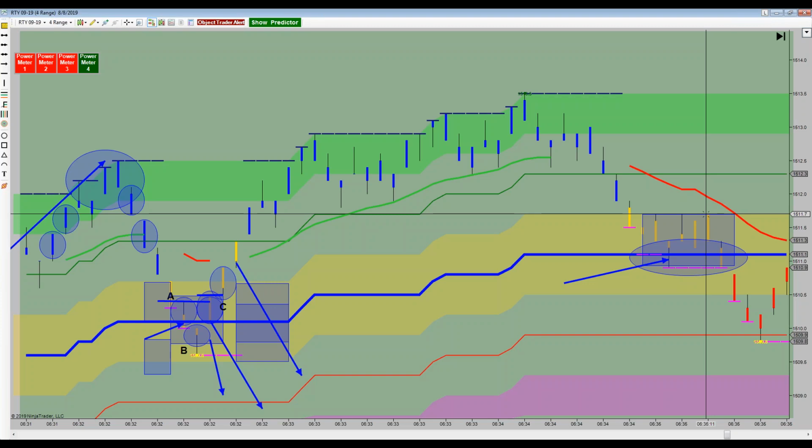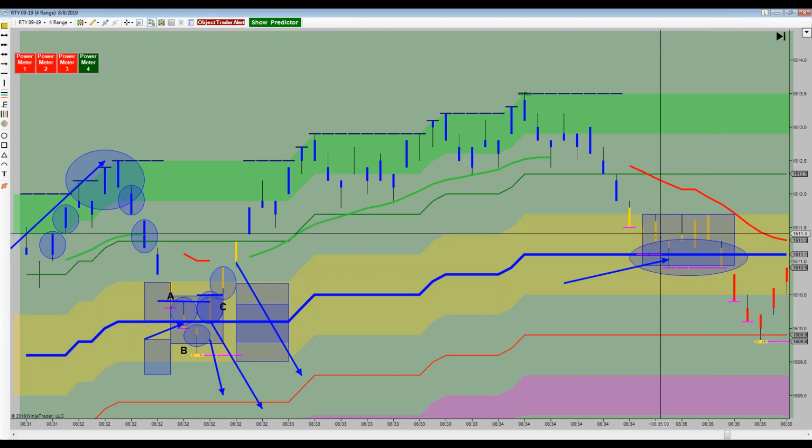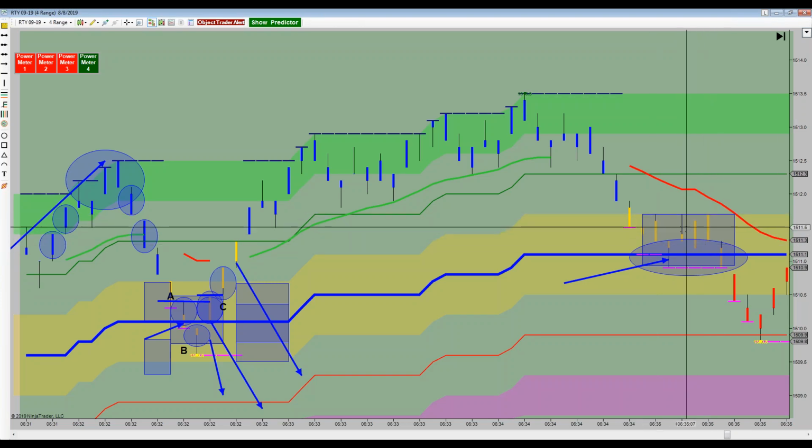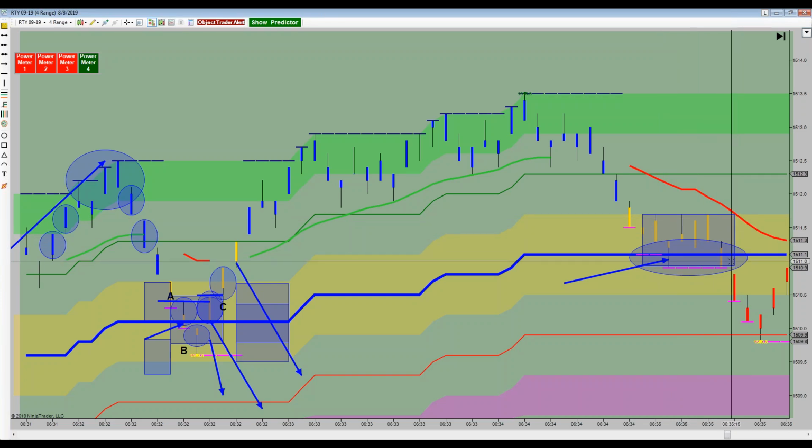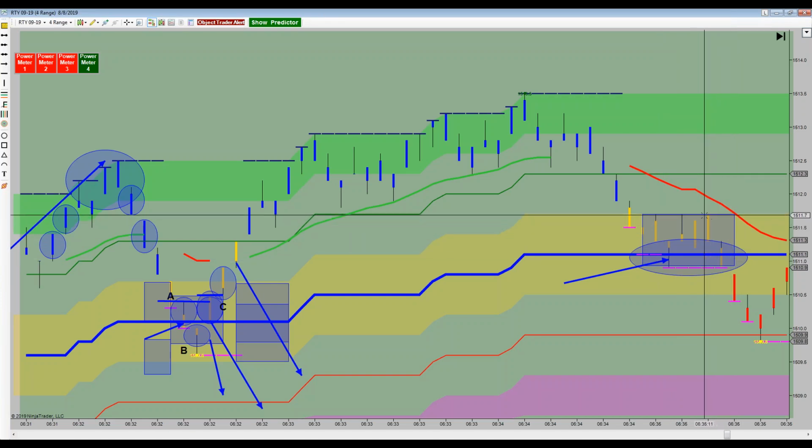Now, did you ever get filled out of this box? Long. Yes or no? If you drew a region box using the object trader tool and enabled long only, were you ever filled outside of this box? Yes or no? No, it never filled.